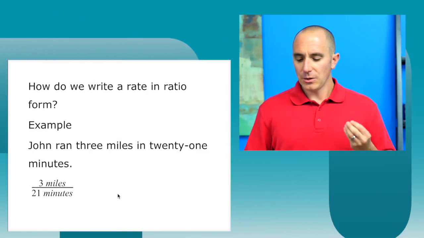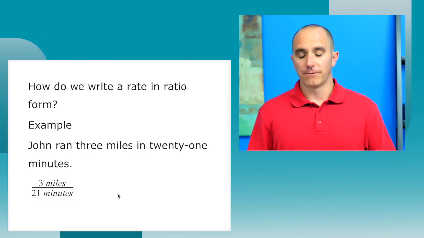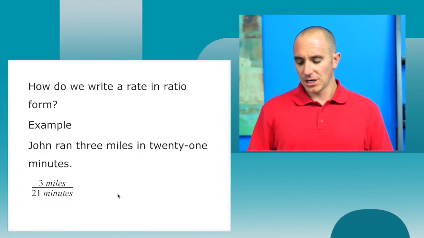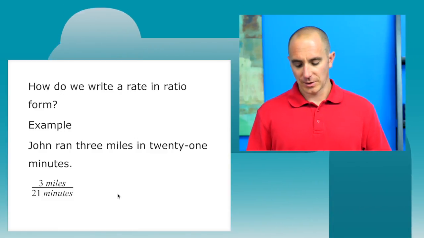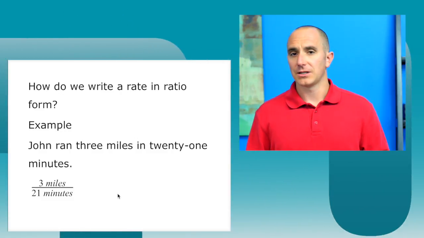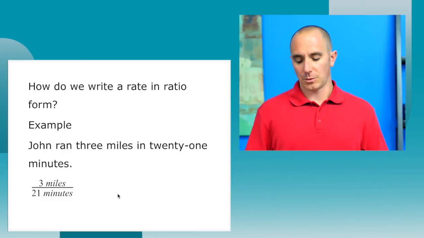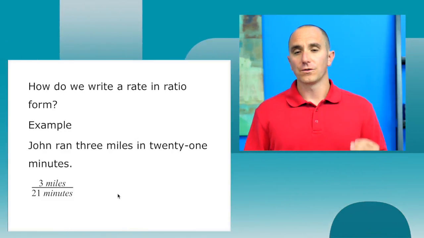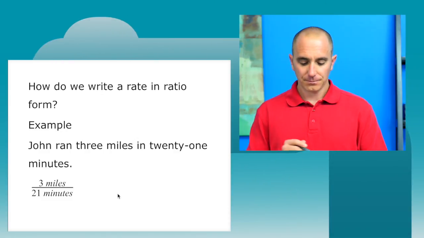So how do we write a rate in ratio form? Let's look at an example. John ran 3 miles in 21 minutes. So he has 3 miles, 21 minutes. You write this in fraction form where you put 3 over 21. And you can see here I have 3 miles over the 21 minutes.